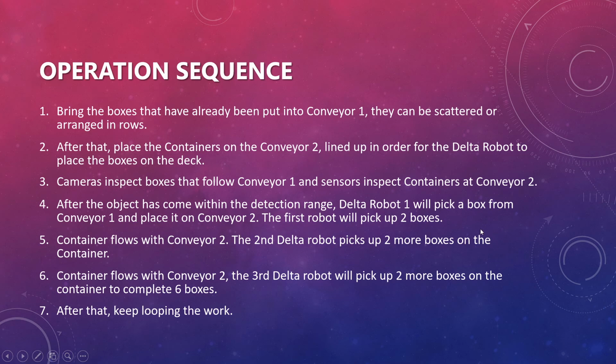The first robot will pick up 2 boxes, and step 5. The container moves forward on conveyor 2. The second delta robot picks up 2 more boxes onto the container. Step 6. The container flows along conveyor 2. The third delta robot will pick up 2 more boxes onto the container to complete the 6 boxes. And the last step, after that, keep looping the work.